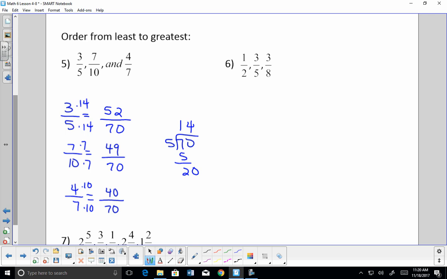Okay. So if we're going to compare these fractions, all we need to do now is look at our numerators and see which numerator is the largest, or which numerator is the smallest, because we're going from least to greatest. So we should definitely go for the smallest number first.